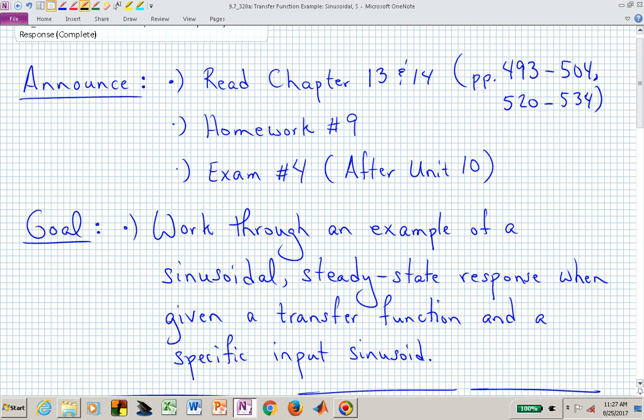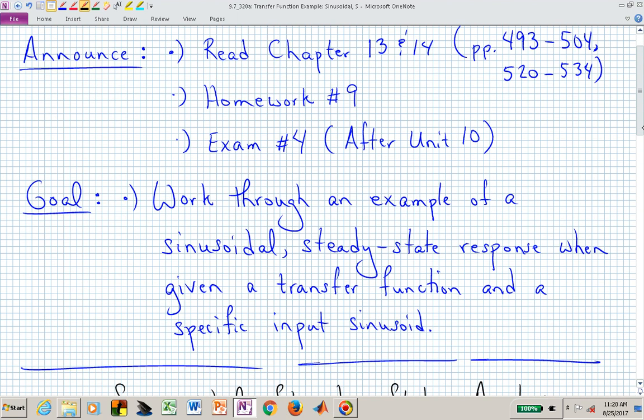That's a part of homework number 9, and exam number 4 will obviously be made up of material from this unit. And exam number 4 will happen at the end of Unit 10. And Unit 10, just as a foreshadowing, is working with Bode plots, or the frequency response behavior. So we'll be able to sketch these plots and immediately extract from those the magnitude and angle that we need to determine these sinusoidal steady state outputs.